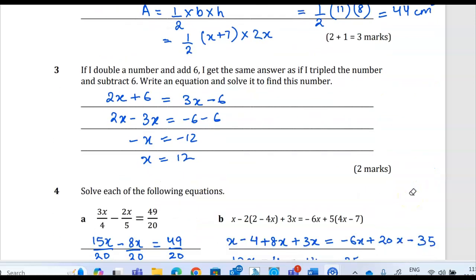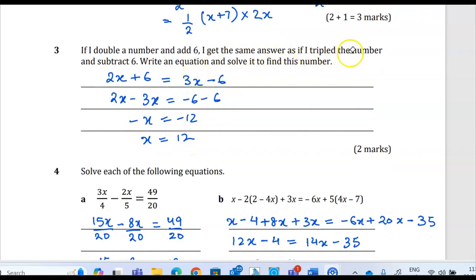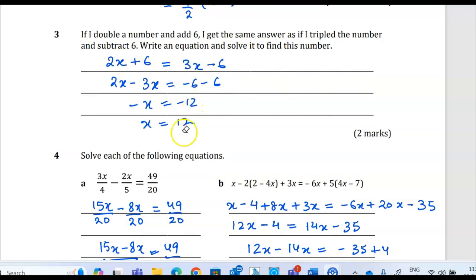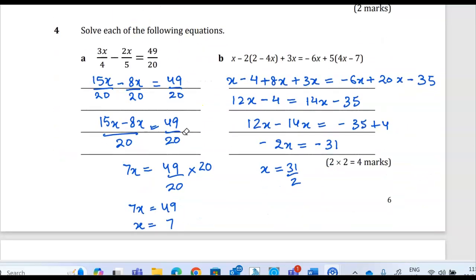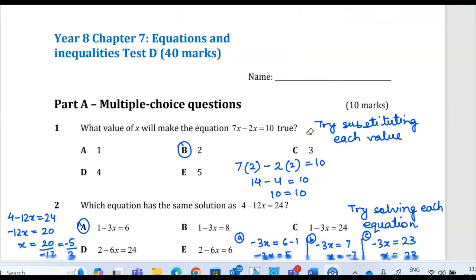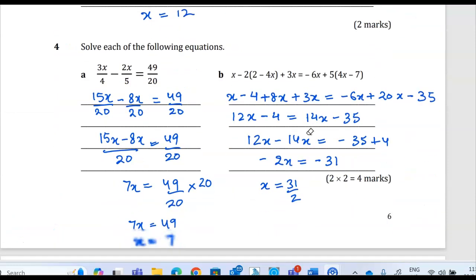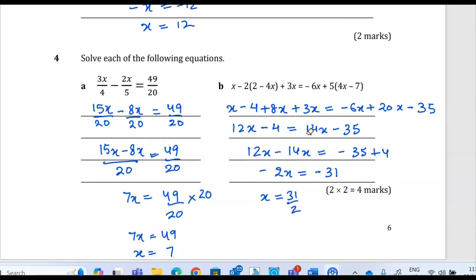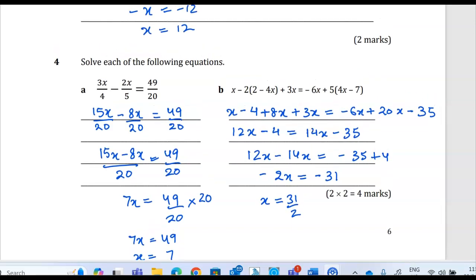Okay, moving on. If I double a number and add 6, I get the same answer as if I triple the number and subtract 6. Write an equation. So all you have to do is solve this. Moving on. Solve each of the equations. So you have to make the denominator the same here. And for this one, you have to just open the brackets and solve it. So this pretty much finishes test C. And I'll see you in the next video.